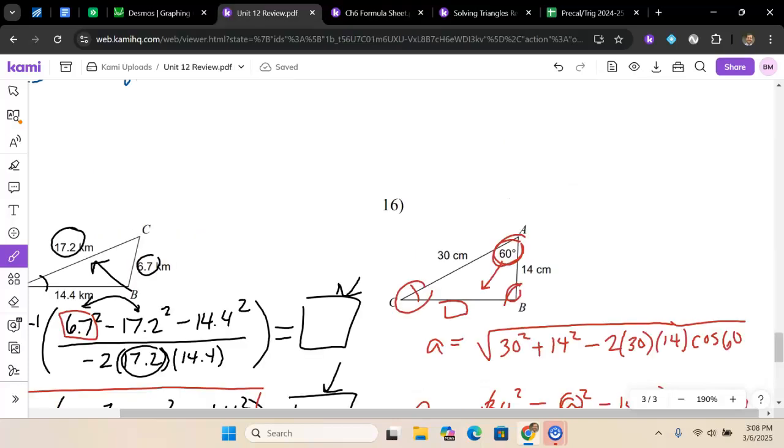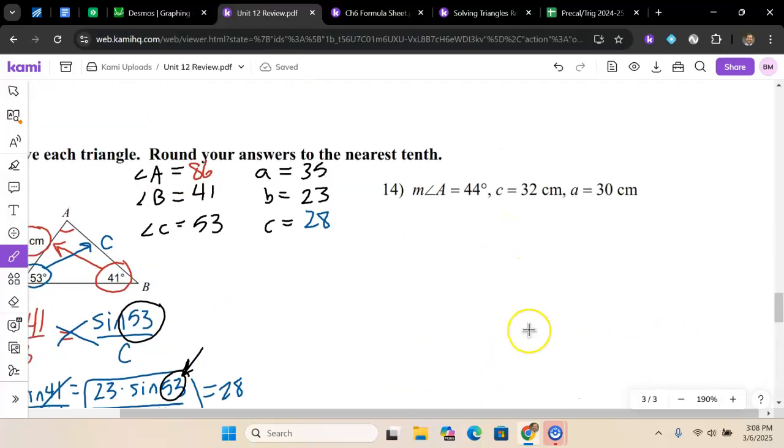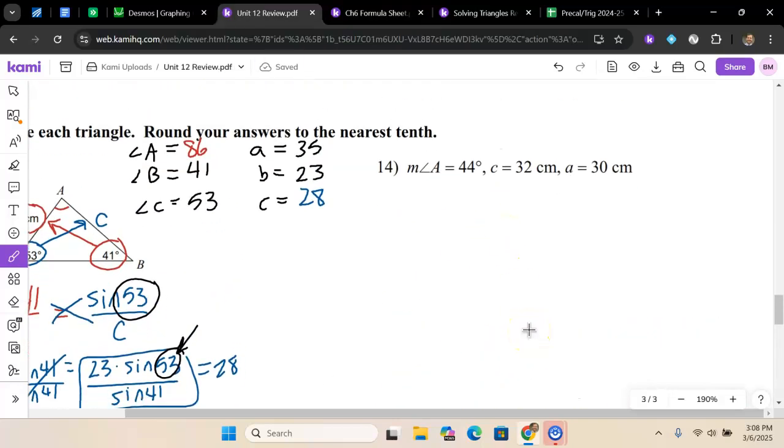Real quick, I'm going to go back to number 14. If the triangle is not there, and the stuff is just written out, that is an indicator that this is the ambiguous case. So you want to look at the ambiguous case notes on law of sines. I'm going to start with law of sines because I've got angle A and I've got side length A. So I'm going to do sine of 44 over 30 equals sine of C over side length C.